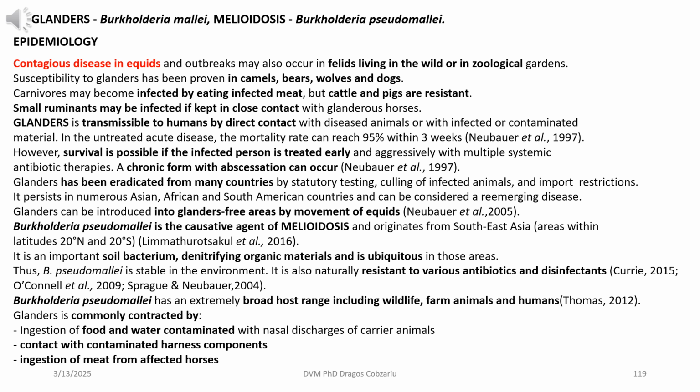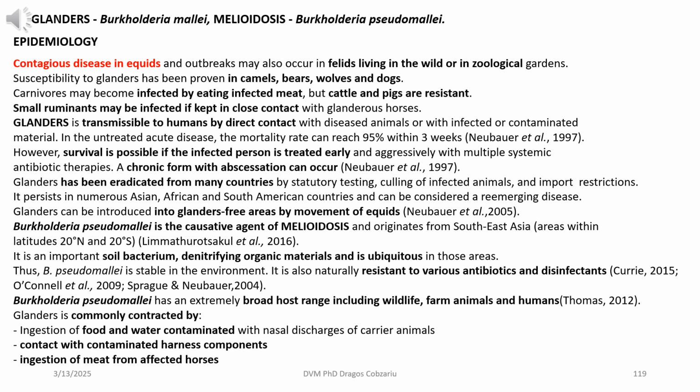In the untreated acute disease, the mortality rate can reach 95% within 3 weeks. However, survival is possible if the infected person is treated early and aggressively with multiple systemic antibiotic therapies. A chronic form with abscessation can occur. Glanders has been eradicated from many countries by statutory testing, culling of infected animals, and import restrictions. It persists in numerous Asian, African and South American countries and can be considered a re-emerging disease. Glanders can be introduced into glanders-free areas by movement of equids.